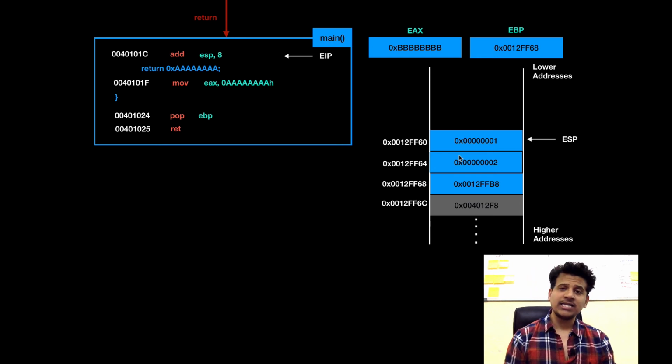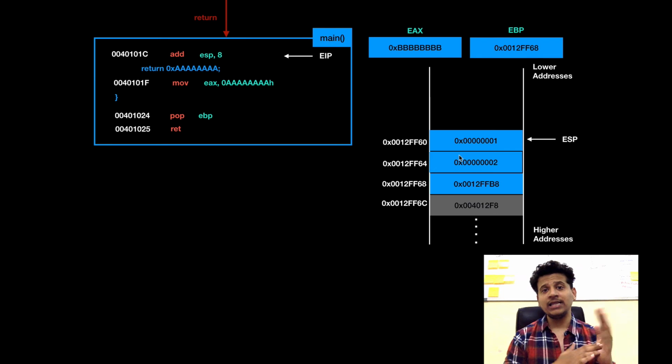Now, as we have seen in the cdecl video, the caller is responsible for cleaning up the stack, and in this case, main calls the function. So main is the caller and the function is the callee. So main will clear 1 and 2 from the stack. For that, we will add 8 to the ESP, and ESP will move here, and using that method, we can successfully clean up this stack.